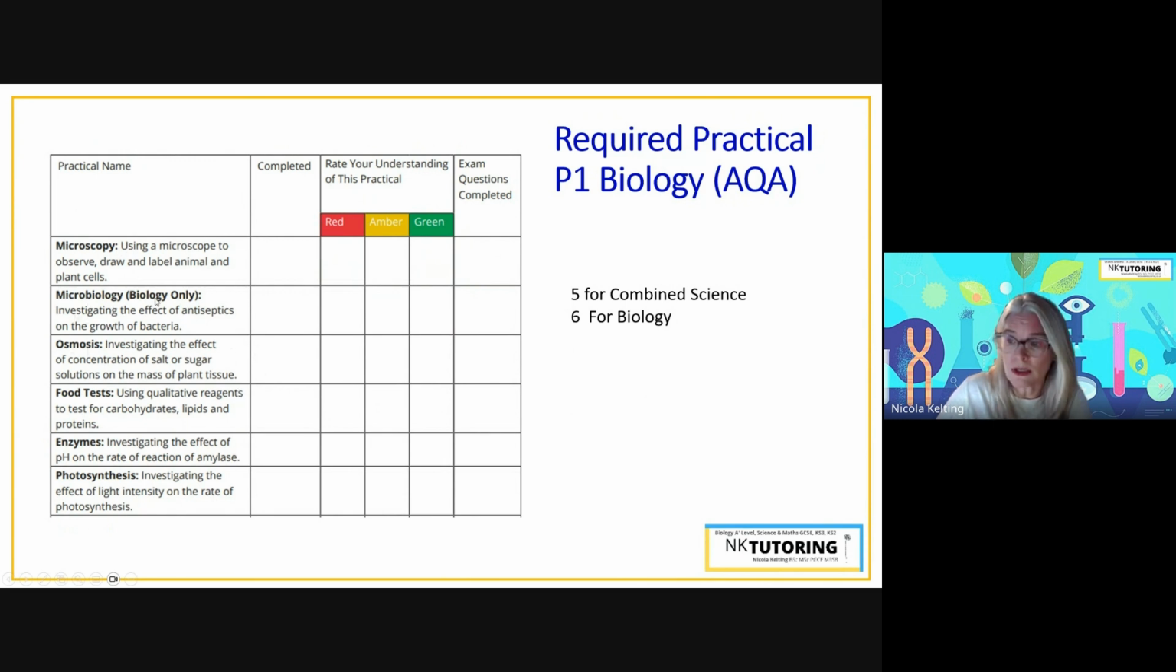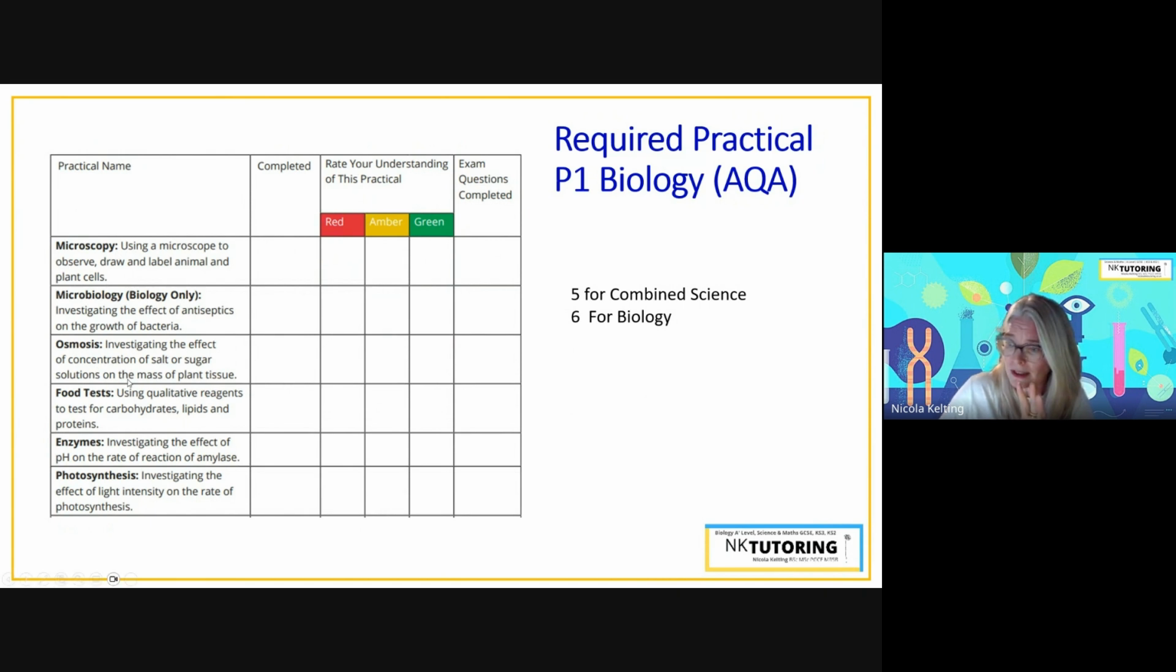Microbiology is the one that's only for the separate science biology. Everyone should have done osmosis, food tests, enzymes, and photosynthesis. So being aware of those is super, super helpful. And I recommend that you RAG rate these, as in if it's green, brilliant, you can give it a tick. If you go, oh my gosh, enzyme practical, I've no idea what you're talking about, that would be red. Okay, so again, these slides will be available for you to look at in your own time.